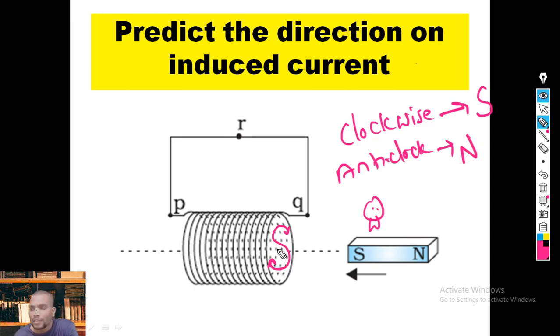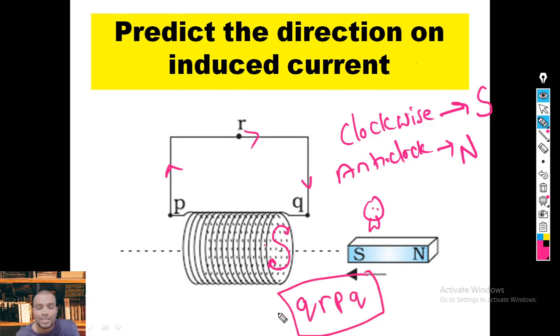Since it should form south here, the induced current flows along the clockwise direction. So if we give the clockwise direction, this is the direction in which the current flows. I can say the induced current is flowing along the same direction. So the current flows along here, R P Q. So that is the direction of induced current. That gives us the clockwise direction R P Q.